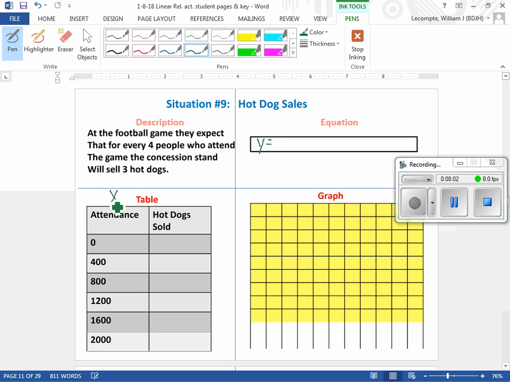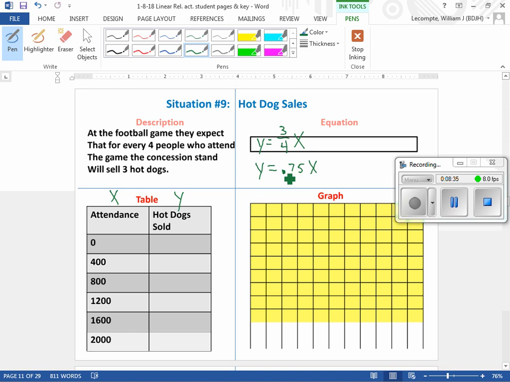So my x is 4 and my y is 3. So I have y is equal to 3/4 x, or y is equal to 0.75 x. So I'm going to spend 75 cents, or I'm sorry, I'm going to buy 3/4 of an attendance person, really.